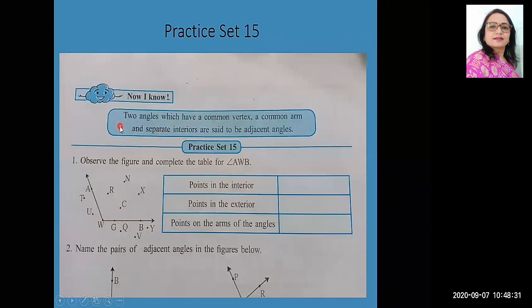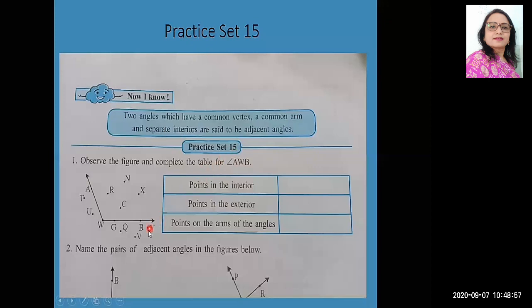Now practice set 15. Before that, the definition of the adjacent angle. Two angles which have a common vertex, a common arm, and separate interiors are said to be adjacent angles. Now solve. We will solve practice set number 15.